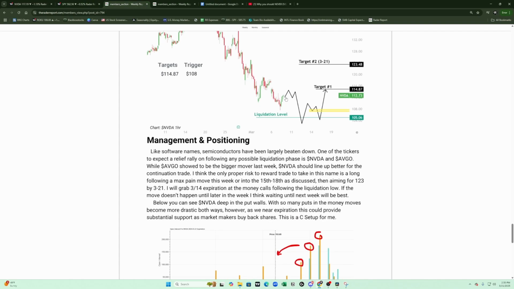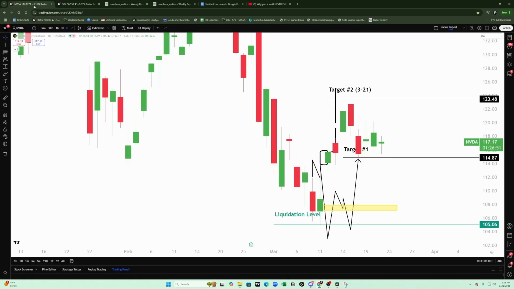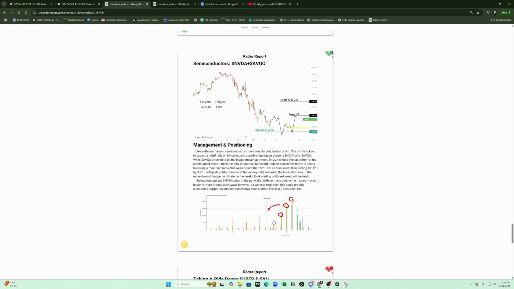but this was a classic example of how to manipulate and play rotations. We wanted to see a liquidation below 105.06. We got that by literally like 20 cents, and then it rocketed beyond that. That was max pain, hit the golden zone, entry calls up to 123 by 3/21. That's what we got.